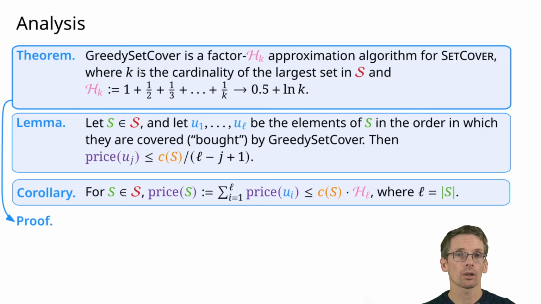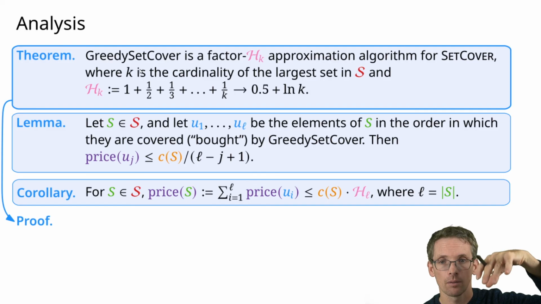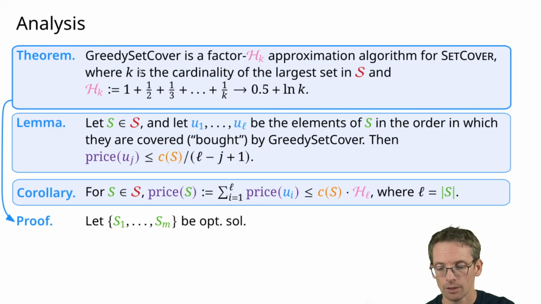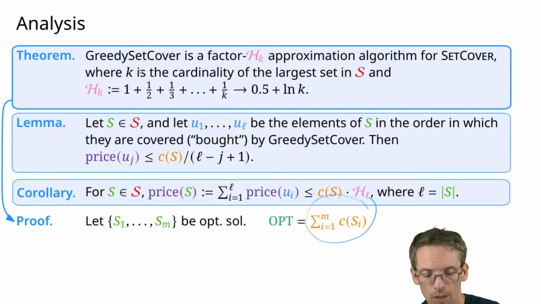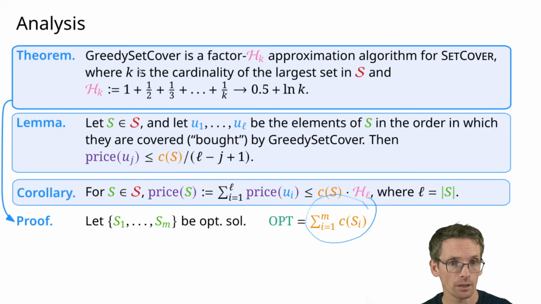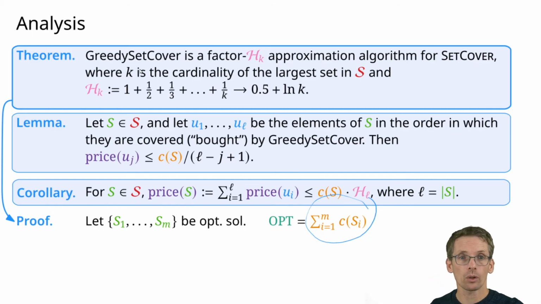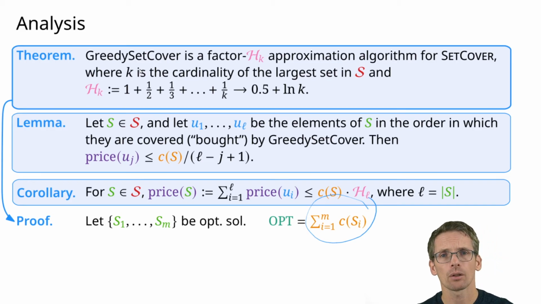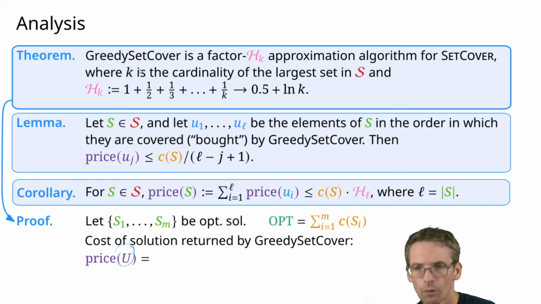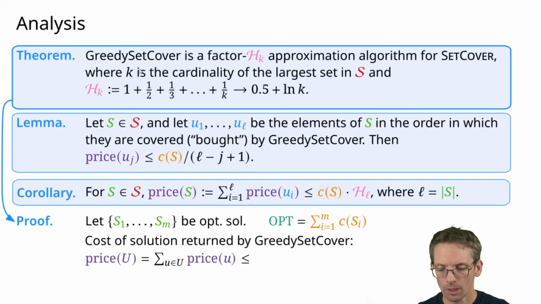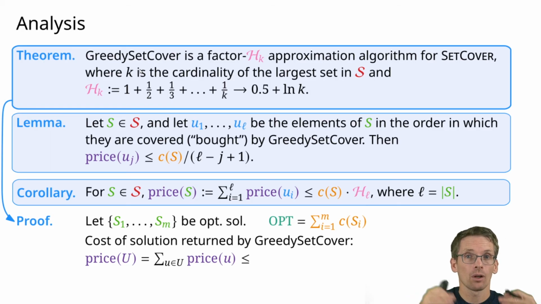With this corollary, we can now prove our theorem. For this, we look at an optimal solution, so a solution that gives us a minimum cost set cover. Let's call those sets in that solution S1 to Sm. Then the objective function, the cost of the cover, is simply the sum of the costs of those sets. Now let's compare that to the cost of the greedy set cover. We can write the cost of the greedy set cover as the price of u. Price of u, what I mean by that is simply the sum of the prices of all elements in u.